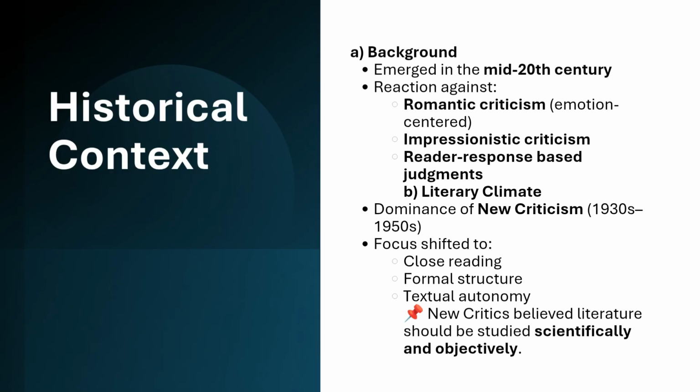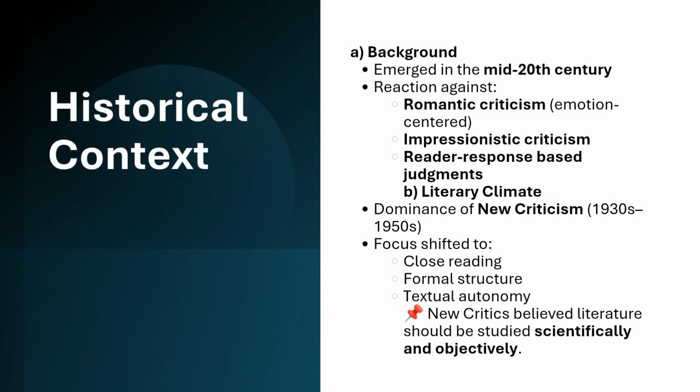Historical context. A. Background. Affective fallacy emerged in the mid-20th century. It was a reaction against earlier critical approaches, especially Romantic criticism, emotion-centered, impressionistic criticism, and reader-based judgments. Earlier critics believed literature should be judged by how deeply it moves the reader. New critics strongly opposed this idea.